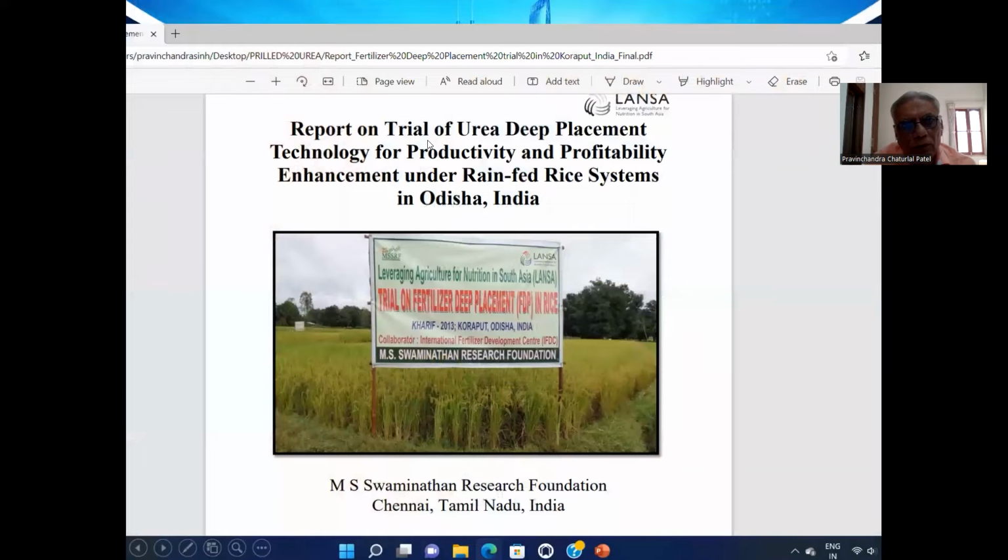So, the report on the trial of urea displacement technology for productivity and profitability enhancement in the rainfed rice system in Odisha, India. Dr. M.S. Swaminathan's research foundation in Chennai, Tamil Nadu, conducted the trial. The foundation's name is M.S. Swaminathan Research Foundation, and it conducted the experiment in Odisha, India.